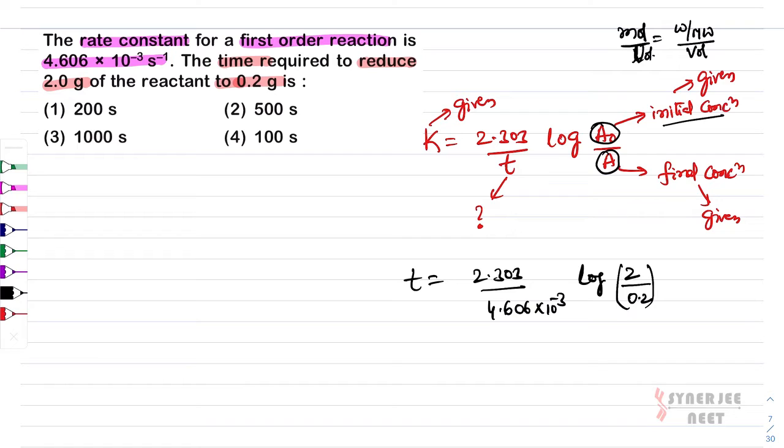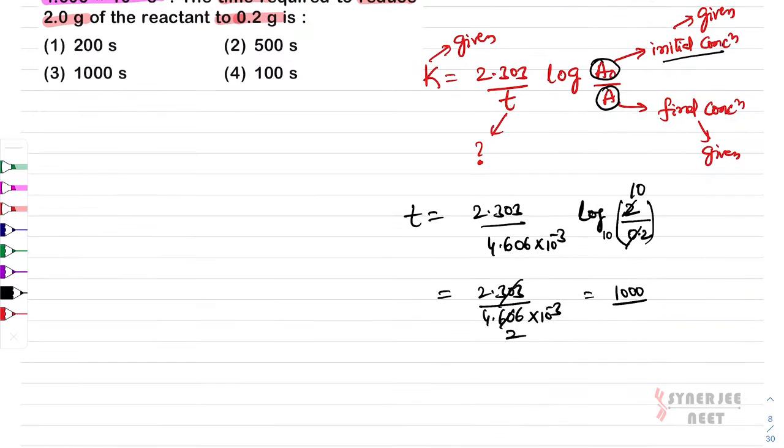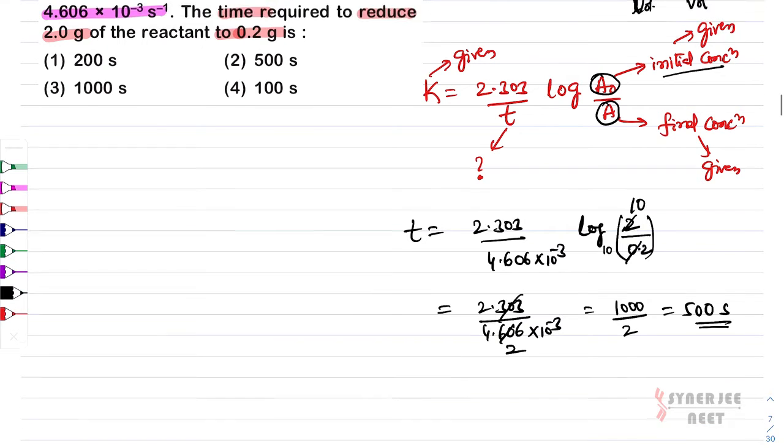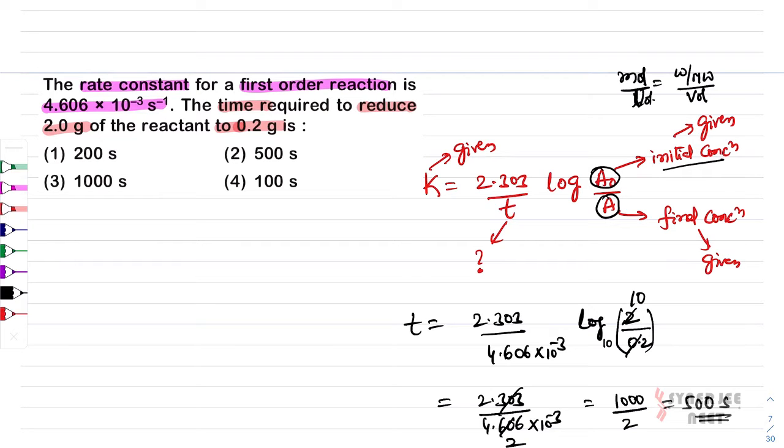So 2 by 0.2 is 10 times. Log 10 by default has base 10, so log 10 base 10 is 1. So this will be 2.303 divided by 4.606 into 10 power minus 3. It is around one half, and this can be written as 1000 divided by 2. If 10 power minus 3 goes to the top, it becomes 1000. So 1000 divided by 2 is 500. So 500 seconds is the answer for this.